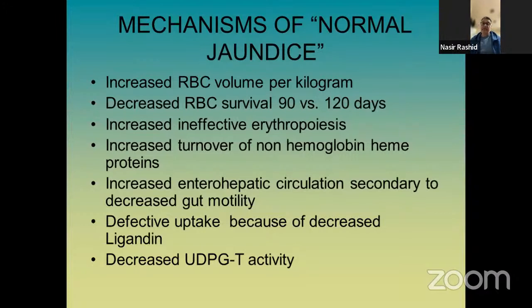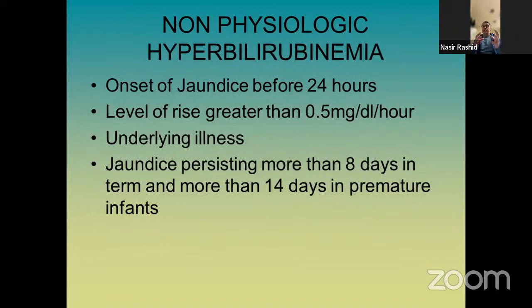Remember the previous slide where I showed you that the liver released the conjugated bilirubin into the intestine, and from there the deconjugation happens again and it gets reabsorbed. So this is why they have a high level of jaundice. And then there can be defective uptake of ligand molecule, and decreased UDPGT activity. I cannot always pronounce this enzyme very clearly. So this is why physiological hyperbilirubinemia happens.